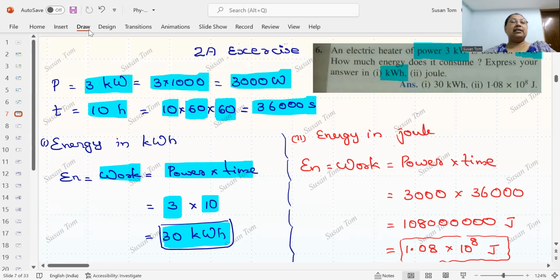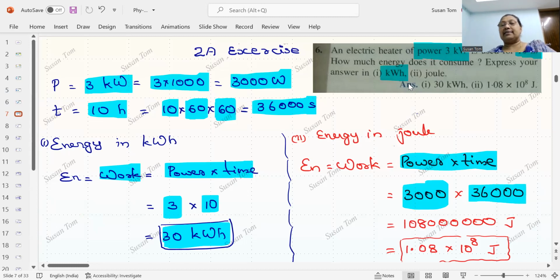Second part is energy in joules. You want to do in joules, I told you 3,000 watt you have to take. Work done is again power into time, but power you have to take 3,000 watt into time in second, 36,000 seconds, which is equal to 108, 6 more zeros. 36 into 3 is 108, then 3 and 3, 6 zeros, this much joules, which you can rewrite as 1.08 into 10 raised to 8 joules.